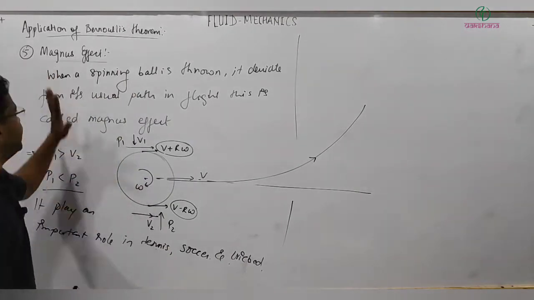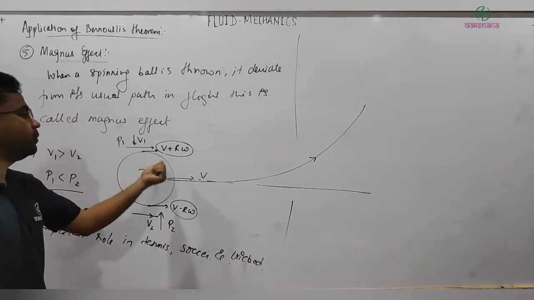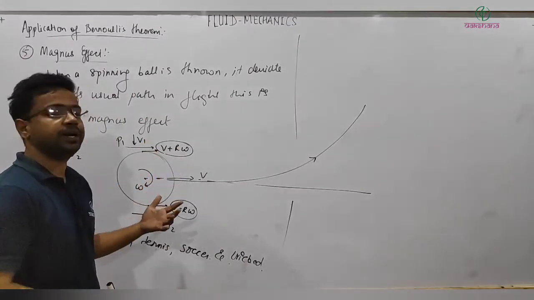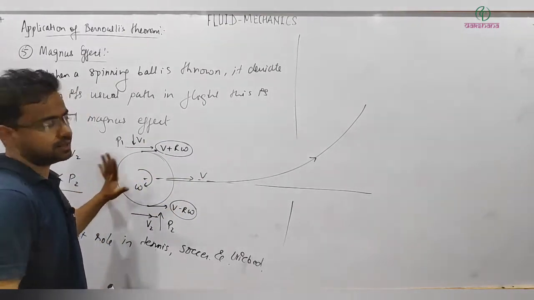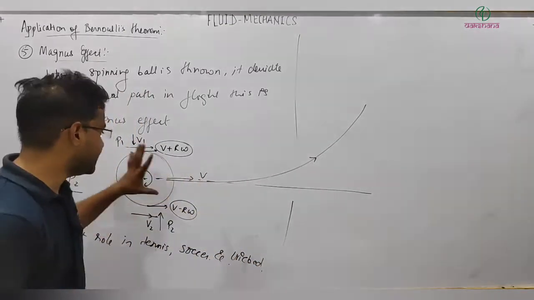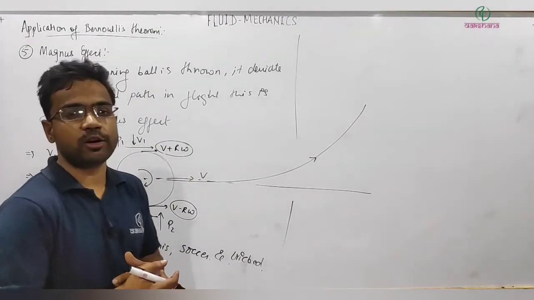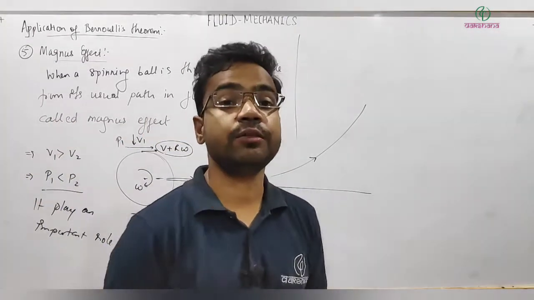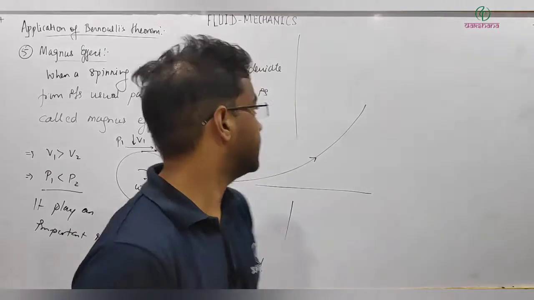So this effect is called the Magnus Effect. And why this happened, why the ball turns in one direction, how does it turn, that is the important thing you should be understanding. We can understand that with the help of Bernoulli's principle. Okay, next of its application is Venturimeter.